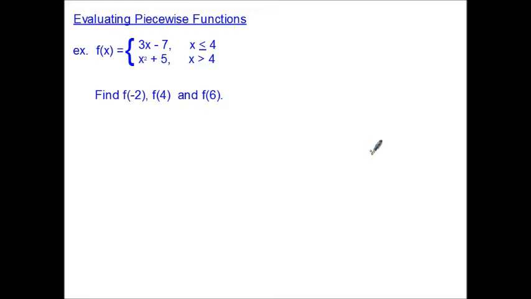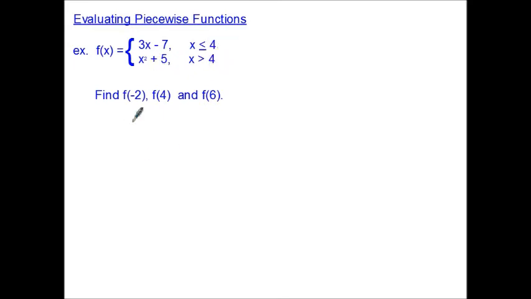Okay, now one issue that sometimes people have with evaluating piecewise functions is knowing where to plug it in, or do you plug it into all of the different pieces. So a piecewise function is exactly what it sounds like. It's a function defined in pieces, usually designated by some inequalities over here on the right hand side. So the function is 3x minus 7 if x is less than or equal to 4, but it's x squared plus 5 if x is greater than 4.